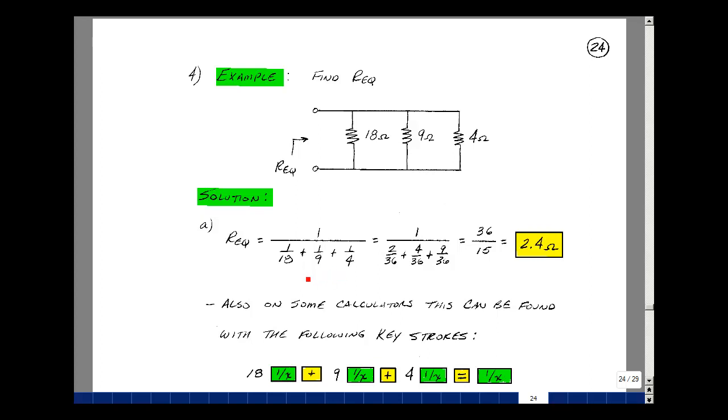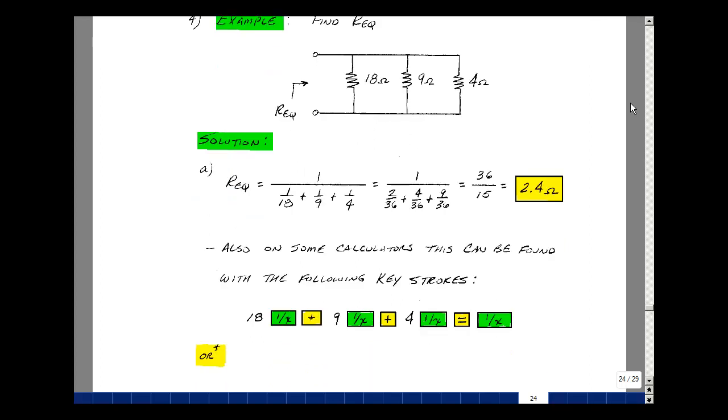Let's find a common denominator. Try 36. 1 over 18 is 2 over 36, 1/9 is 4 over 36, and 1/4 is 9 over 36. If we add up 2 plus 4 plus 9, you get 15. Then bring the 36 into the numerator, and that's the value of R equivalent. I'm going to reduce all of our answers to just decimal form, and that would be 2.4 ohms.